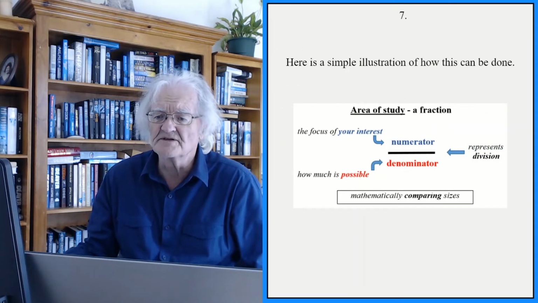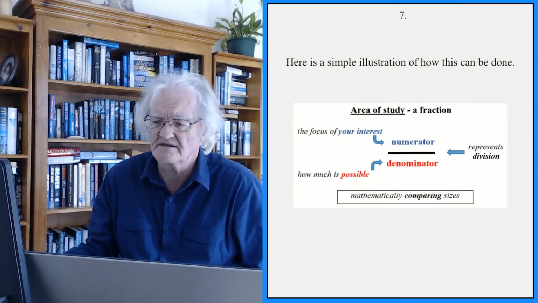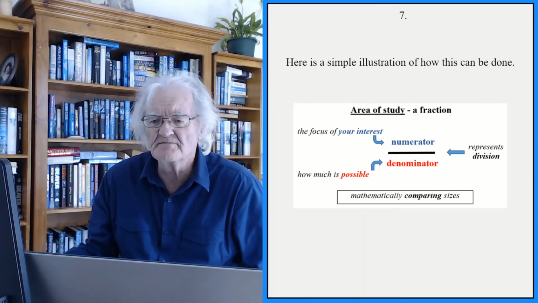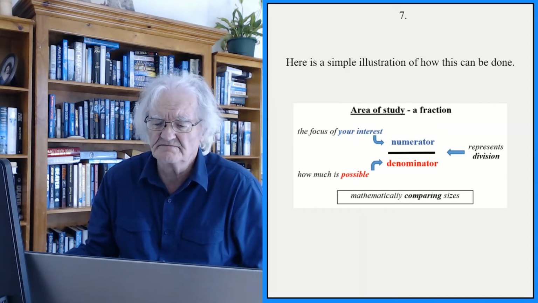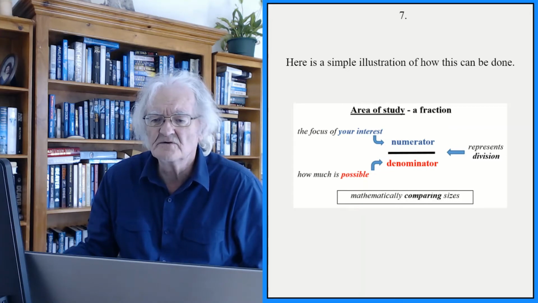Here's a simple illustration of how this can be done. Assume you have been studying fractions. In your notebook, or wherever you're recording information, you would have a small entry like the one below. Say what the area of study is. Give an example of what a fraction is.